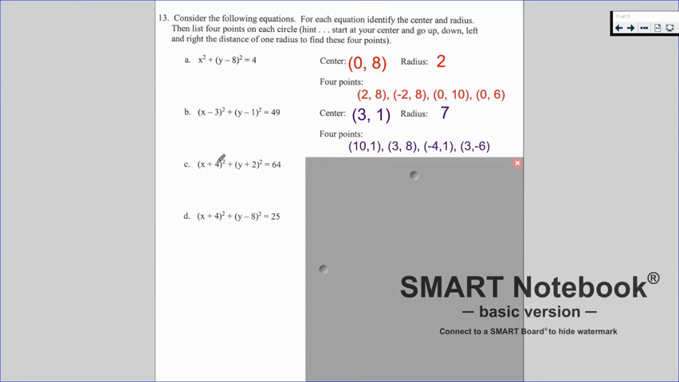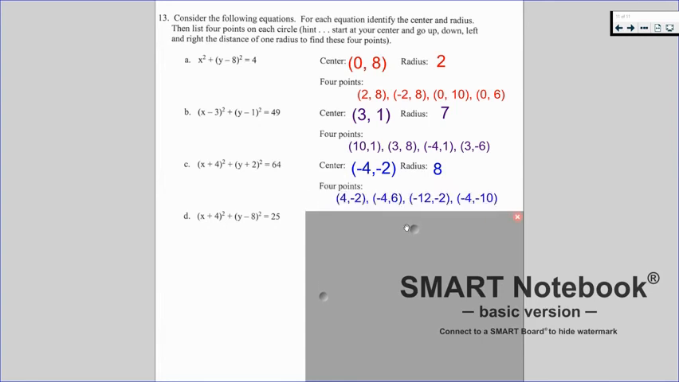Next one, here it's x plus 4. So this value for the x coordinate must be negative 4. For the y coordinate, it's going to be negative 2. And then the square root of 64 is the radius. So negative 4, negative 2, with a radius of 8. Left 8, right 8, up 8, down 8.